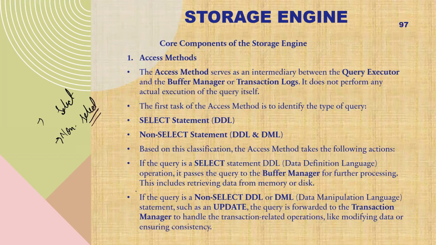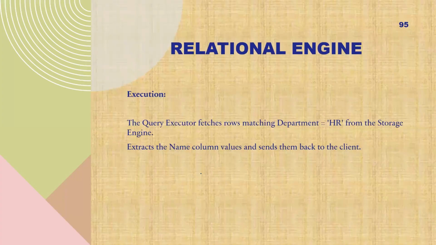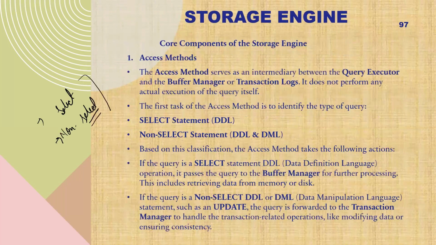So what will the access method do? From the query executor, it moves to the access method. Its first task is to determine whether the query is a select statement or a non-select statement. If it is a select statement, it will pass the query to the buffer manager for further processing. Let me show you the diagram.